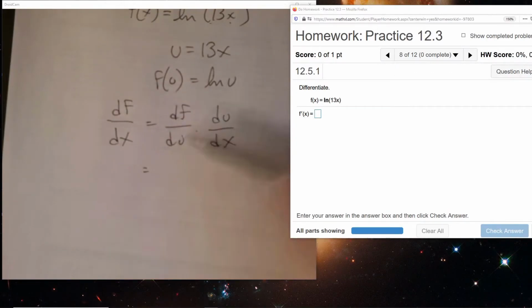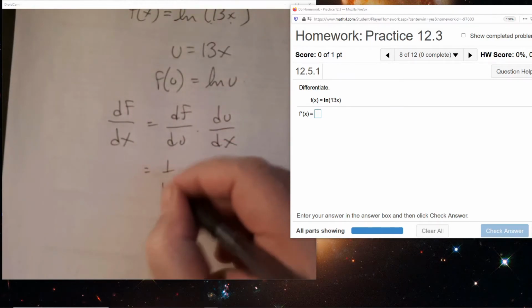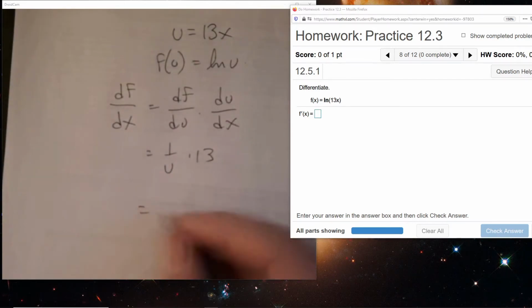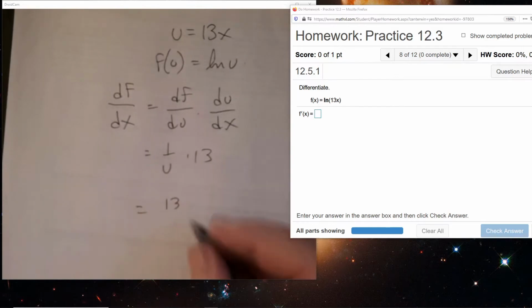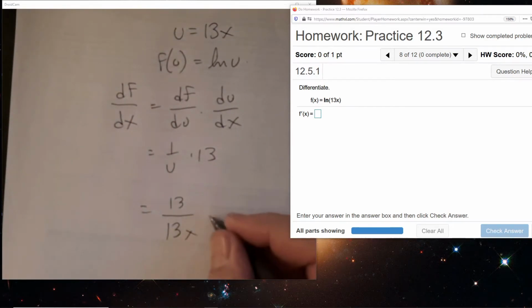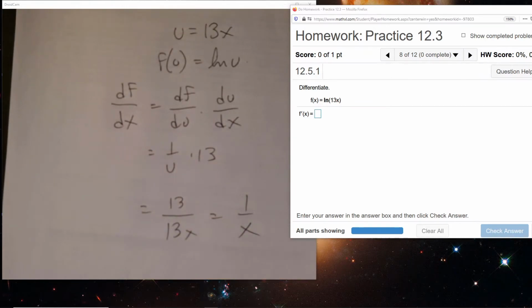So df du, here's f. The derivative of log is 1 over u. Derivative of u with respect to x, here is u. And that derivative is 13. And then for our final answer, we'll just plug in what u is. U is 13x to get our final answer.